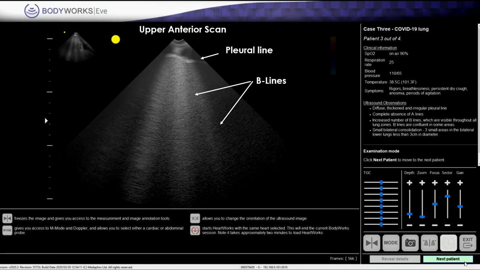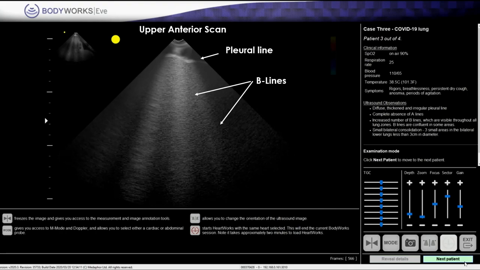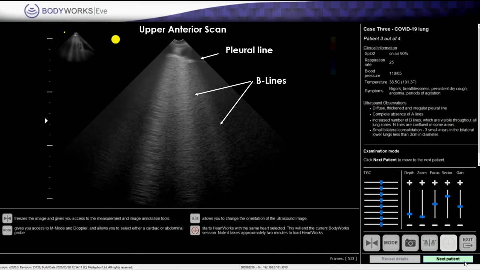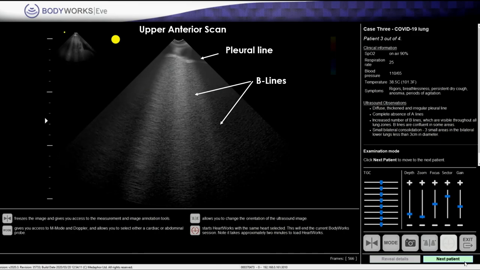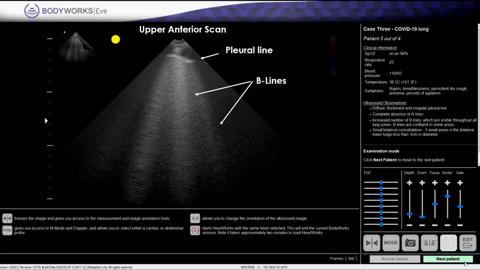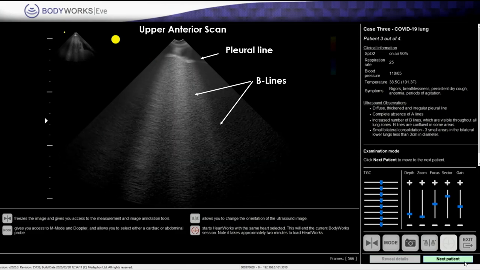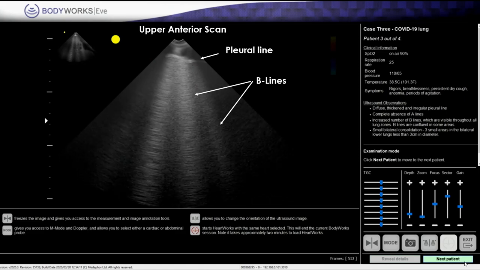This is an upper anterior scan on a patient that's a little bit sicker. They're getting a little hot. They're about 101 degrees. Along with the breathlessness, they're starting to get a persistent dry cough and periods of agitation. Notice the B lines have gotten a lot worse. They're thicker. They're more confluent. The pleural line's really starting to get thick. And I don't really see very many A lines at all.